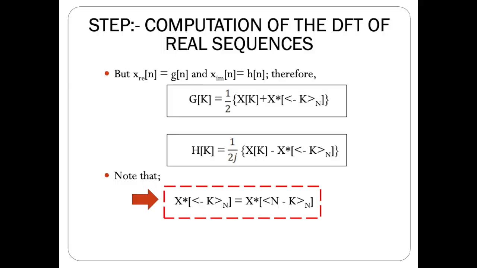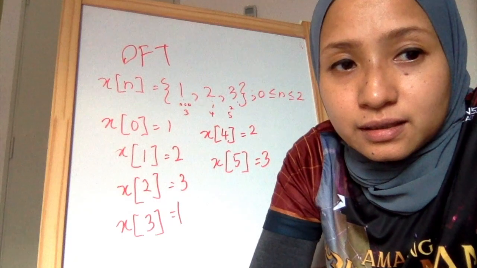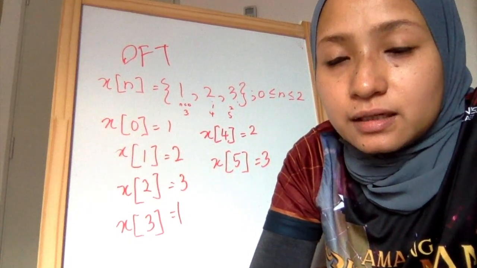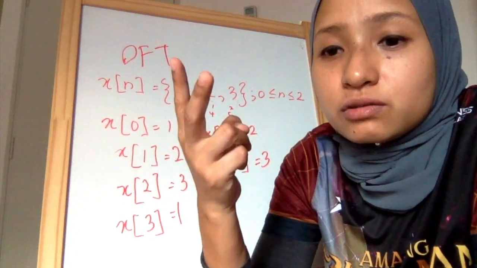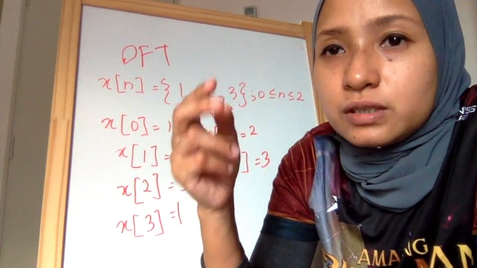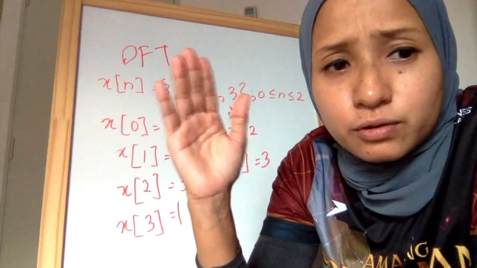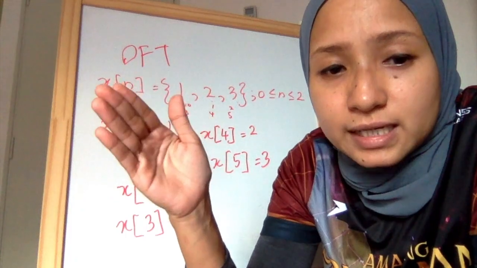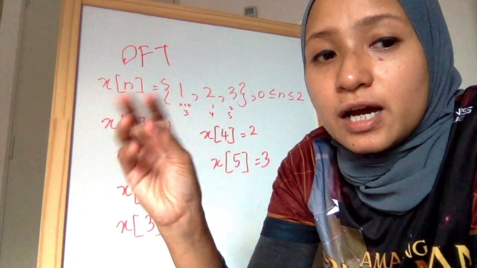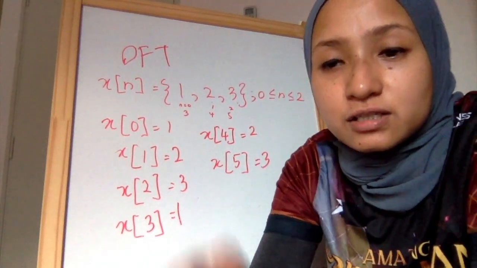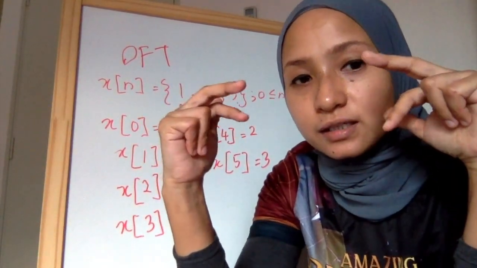Okay? Note that if you look at these two equations, we have X conjugate of minus k, n. If you remember your chapter 2, you need to do zero padding and then you inverse. But this time around, you don't have to do zero padding anymore. What you have to do is, when you want to inverse, you have to do circular shifting. That's why we have this open and close bracket.